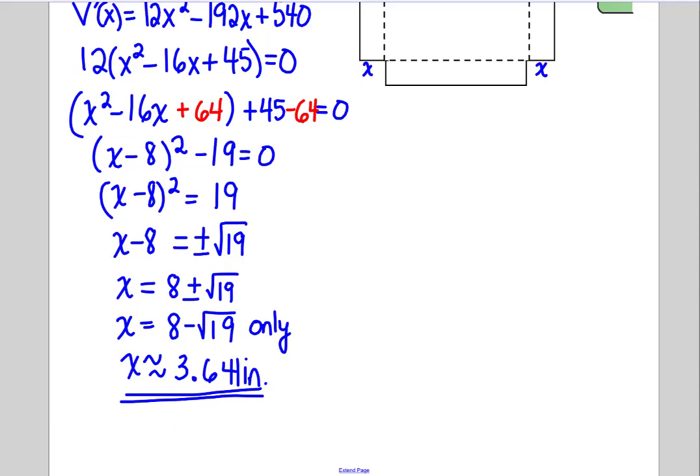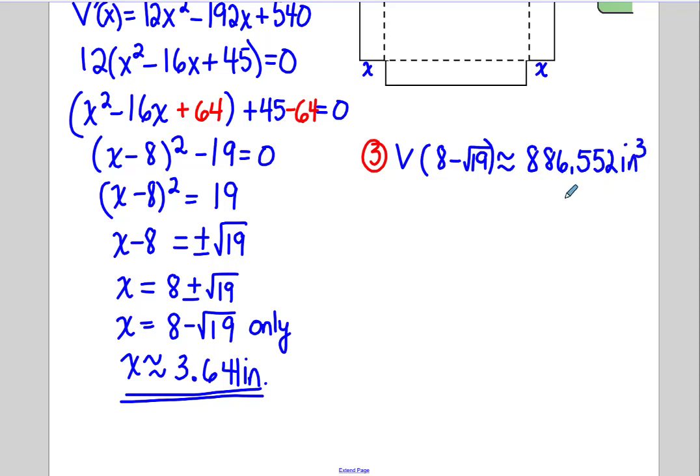But we want the volume too. So if we go back and find the volume, x times 18 minus 2x times 30 minus 2x, the volume at 8 minus the square root of 19 is about 886.552 cubic inches. Because our measurement was in inches, right? Yes, inches. So I know the volume and I know the size to cut out of the side.